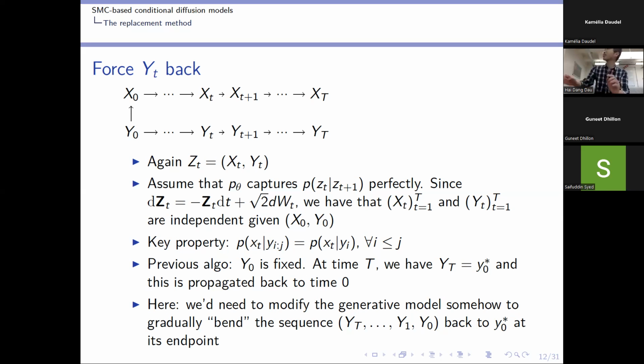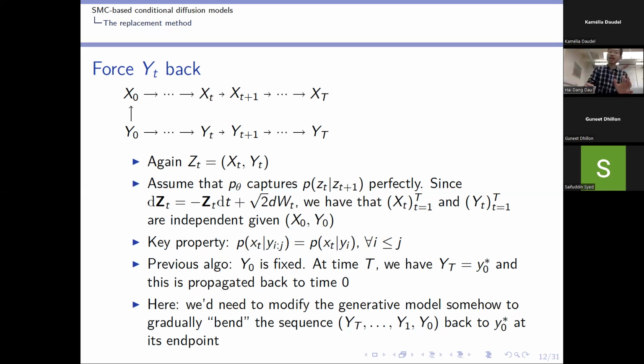well, what's happening here, if you look at the graphical model on the top of the page, you see that because you are adding noise independently to X0 and Y0, what happens is that once you are given X0 and Y0, then your two processes, Xt and Yt, are independent. So one of the key properties here is that the probability of Xt given Yi, Yj is just equal to the probability of Xt given Yi for all i smaller than j.